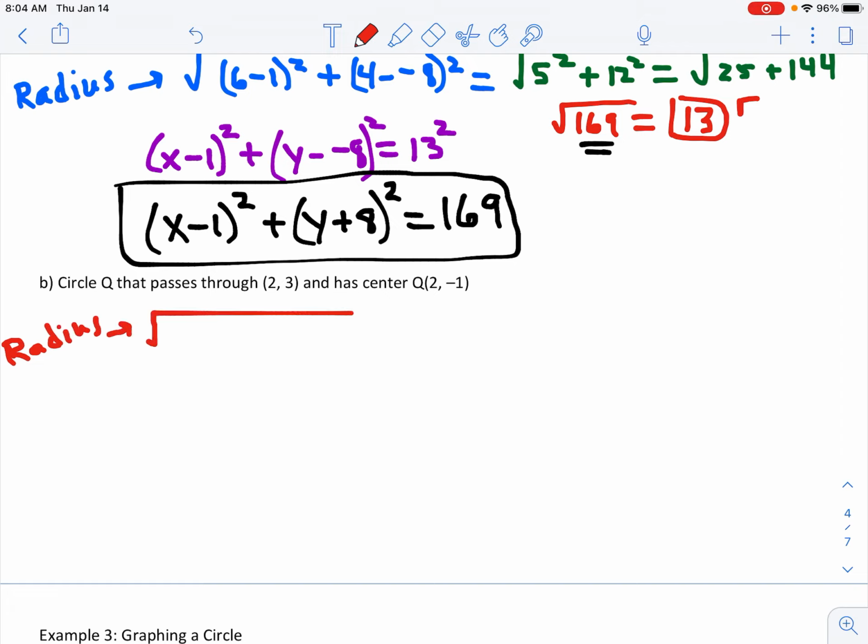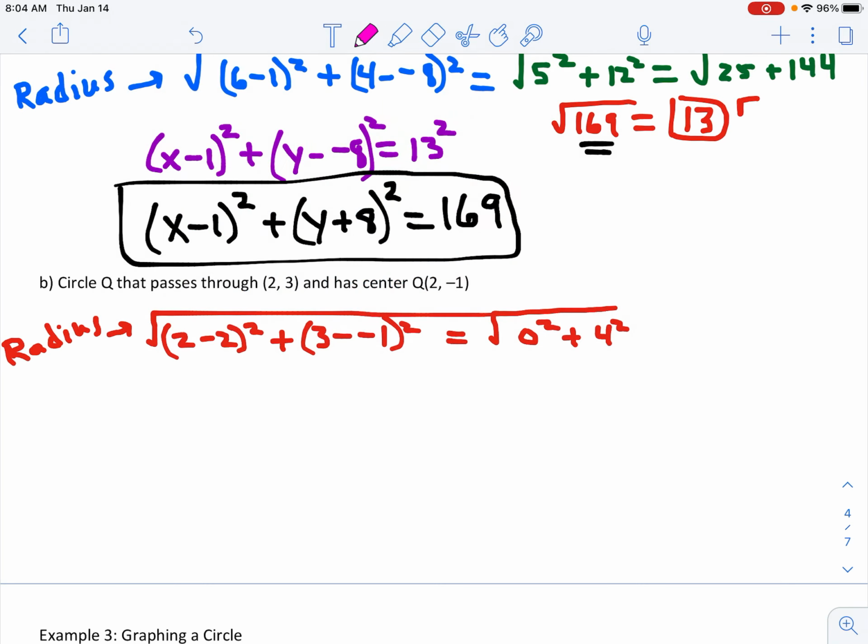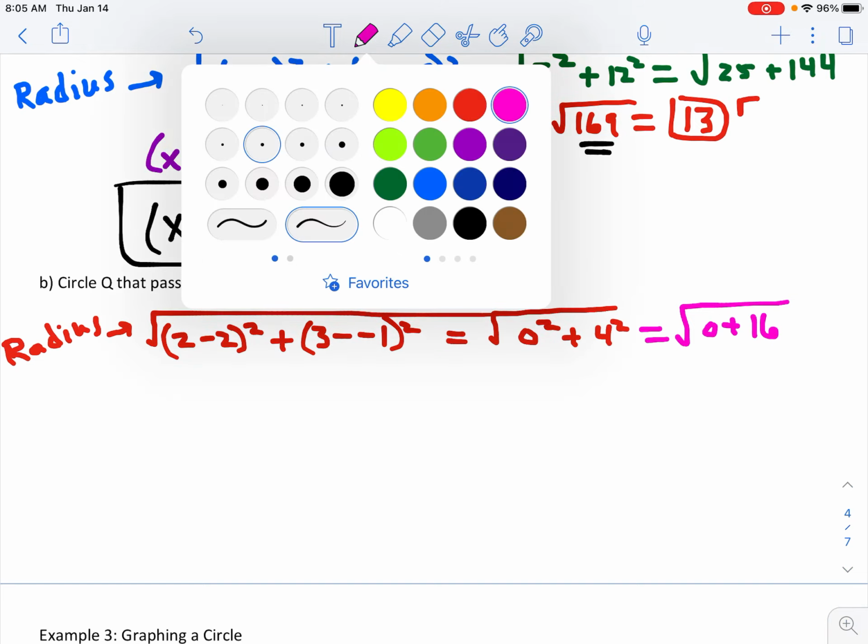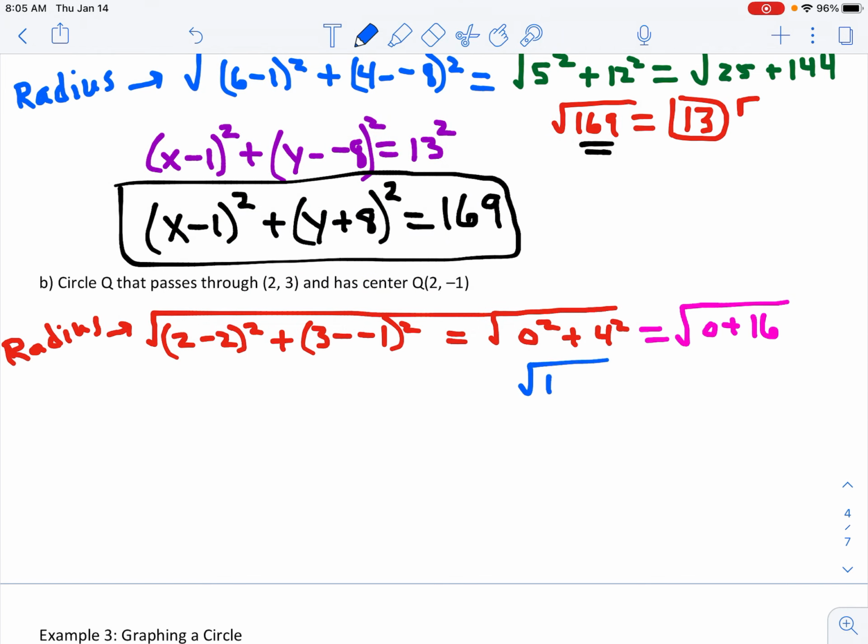So here we go. Let's plug it into our distance formula first. 2 minus 2, so x minus x squared plus 3 minus a negative 1 squared. Okay, 2 minus 2 is 0 squared. Plus 3 minus a negative 1 is 4 squared. All right, now that'll turn into 0 plus 16. Well, we know that 0 plus 16 gives us the square root of 16, and the square root of 16 will tell us that r is 4, so we found our radius.